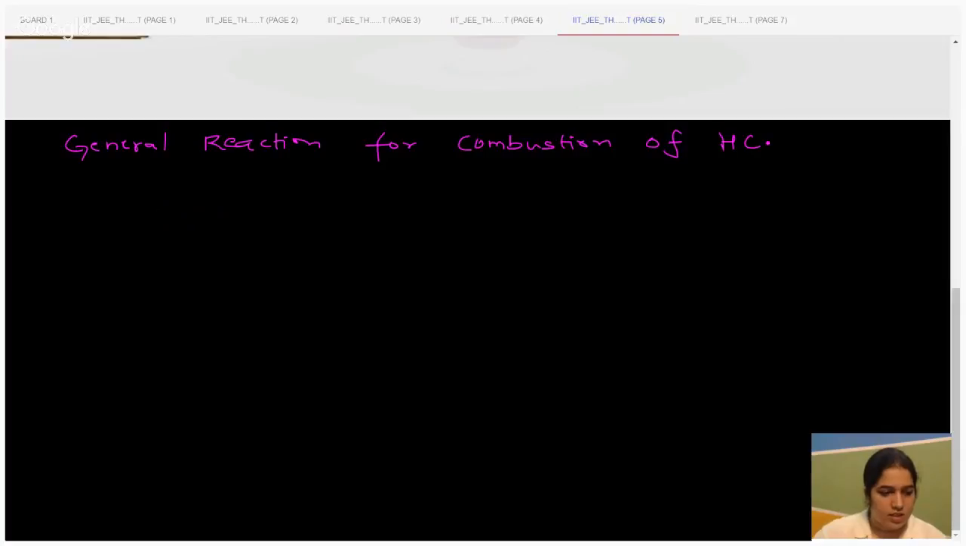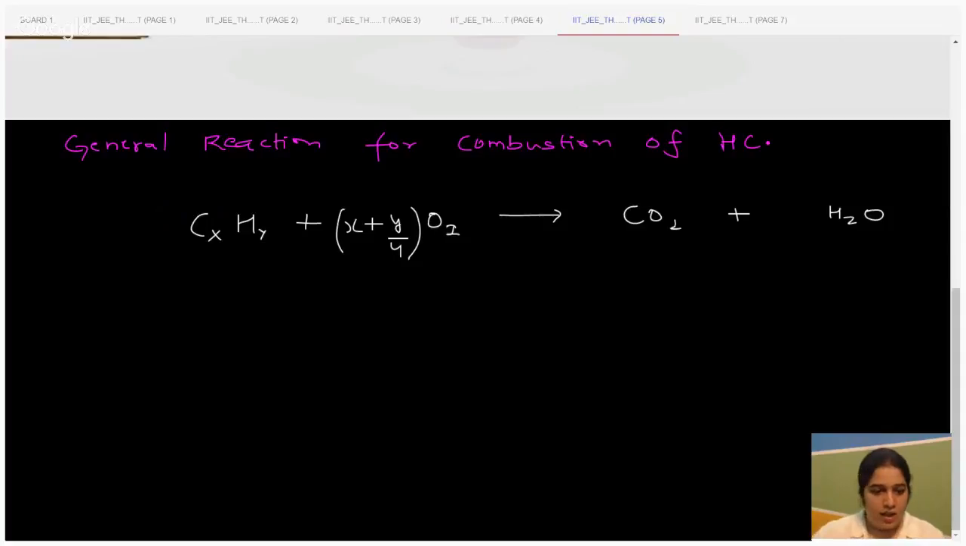Let's use this. This will be CxHy plus O2. Now remember, when any hydrocarbon is burnt, when it is combusted, it gives us CO2 plus water. Now the stoichiometric coefficients you may remember here. This will be x plus y by 4. x moles of CO2 we will get, and y by 2 moles of water we will get. This is a very, very important equation for you to remember. You guys should remember this equation.